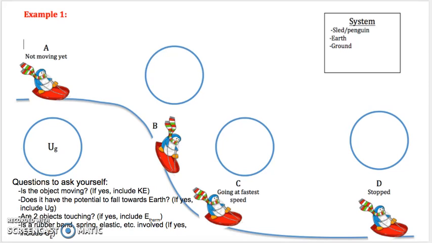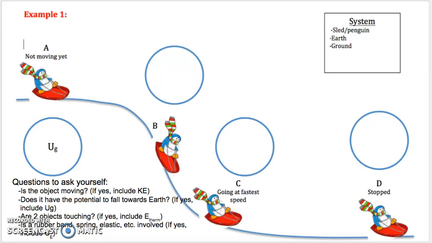Now looking at snapshot B, the penguin and the sled are now halfway down the hill. The first question, is the object moving? The answer is yes, so we know it has to have some kinetic energy. The second question, does it have the potential to fall towards Earth? Yes, it has the potential to fall down the rest of the hill, so I know I'm going to have to include gravitational potential energy. Again, there are 2 objects touching, the snowy hill and the sled, but we're going to ignore thermal energy again just because it's so small in this situation.